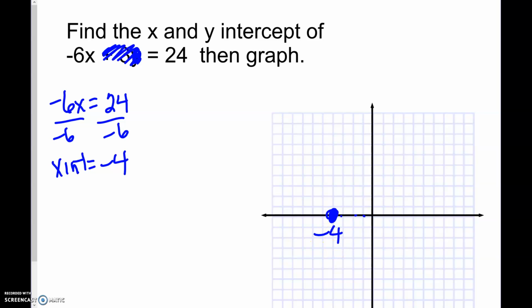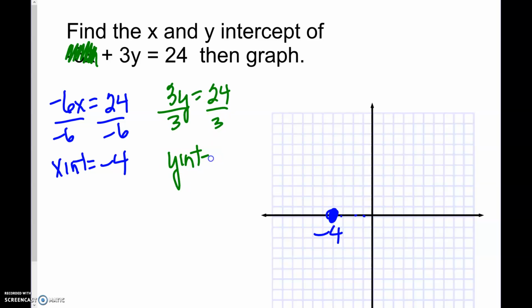Now we have to go back and do the same kind of thing. I'm going to erase that so I can start over. And we have to do the same thing when we're looking for the y-intercept. This x value is 0. So negative 6 times 0 makes this go away. And we're left with 3y equals 24. So now we're going to divide by 3. So our y-intercept is 8. 1, 2, 3, 4, 5, 6, 7, 8.